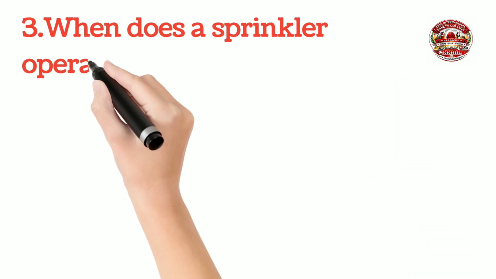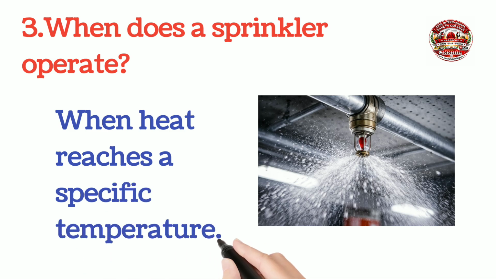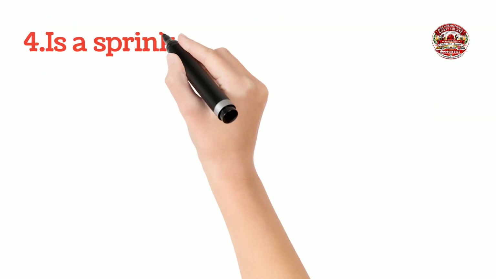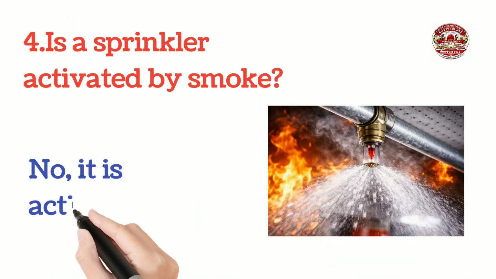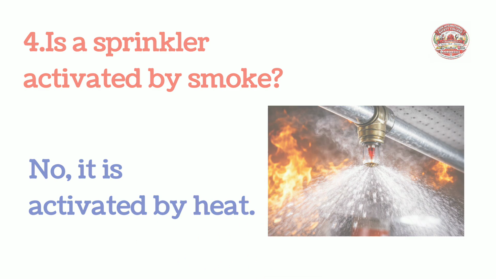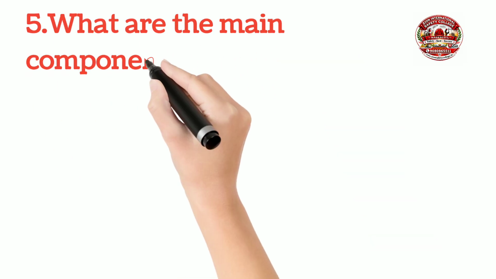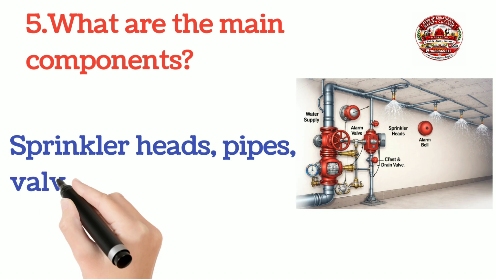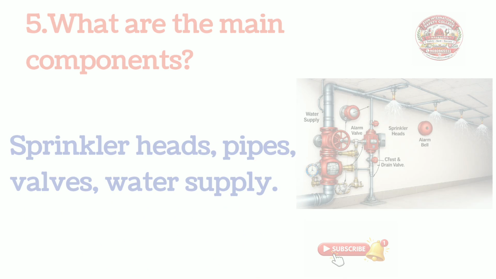When does a sprinkler operate? When heat reaches a specific temperature. Is a sprinkler activated by smoke? No, it is activated by heat. What are the main components? Sprinkler heads, pipes, valves, water supply.